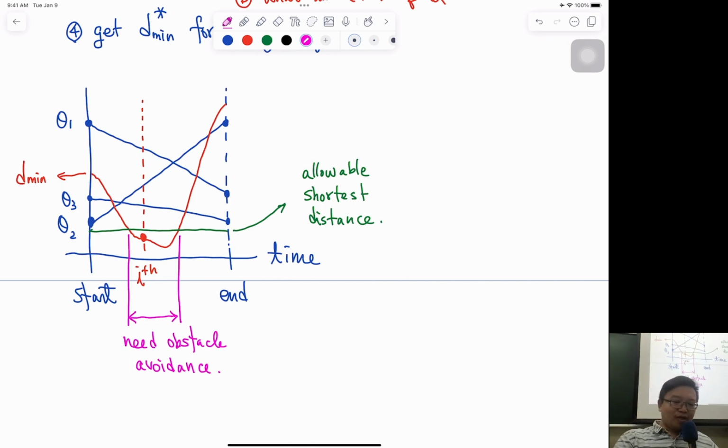Okay? Now there are so many different ways to find a new trajectory so that your robot can move around the obstacle. There are so many ways. Later on, I have a PowerPoint. I want to show you how everyone is doing it.